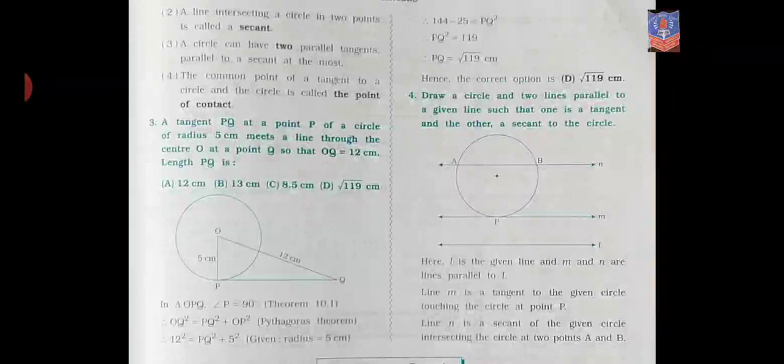Okay, so in this triangle OPQ, can you see a right angle triangle OPQ? Here angle P is 90 degree. So we can easily apply Pythagoras theorem. What is Pythagoras theorem? OQ square, the square of the hypotenuse, equal to PQ square plus OP square, the squares of the other two sides added. I hope you understood Pythagoras theorem, students. Hypotenuse square means OQ square equal to PQ square plus OP square.